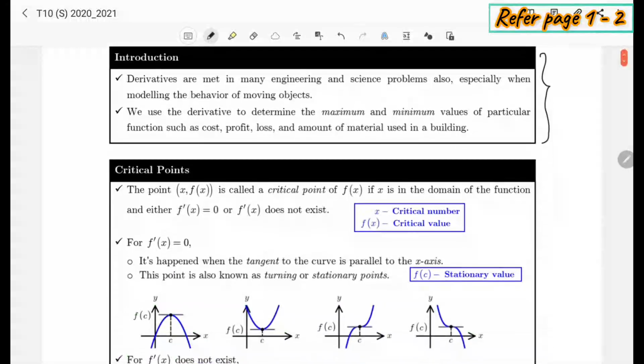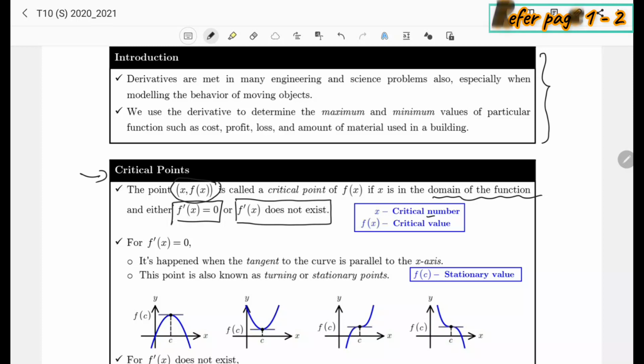So let's look at the critical points. Critical points are in the form of (x, f(x)). It is in the domain of the function, and either f prime x is 0 or f prime x does not exist. So please make sure you know what we mean by critical number. Number refers to values of x, and critical value refers to the value of f(x).